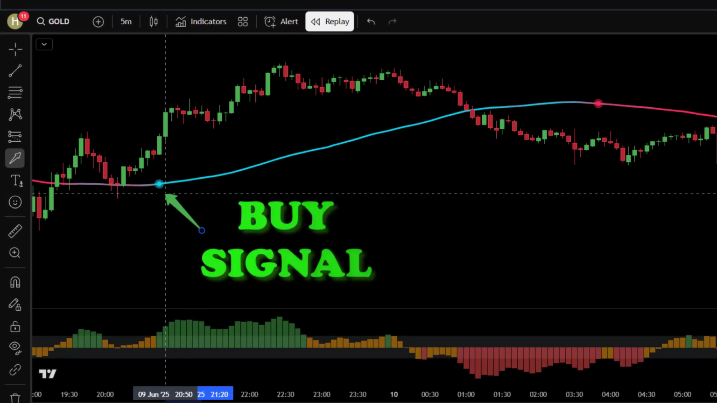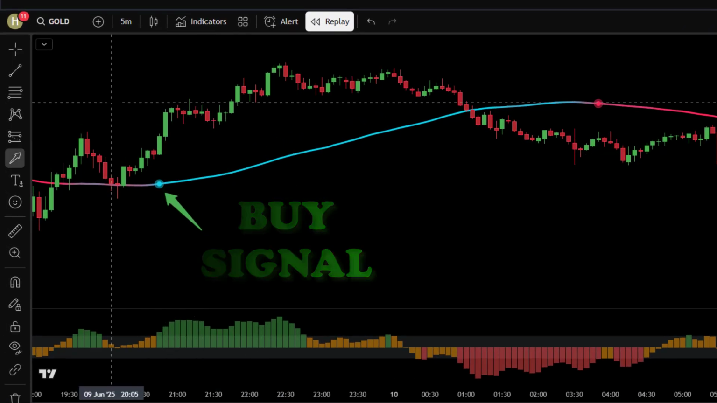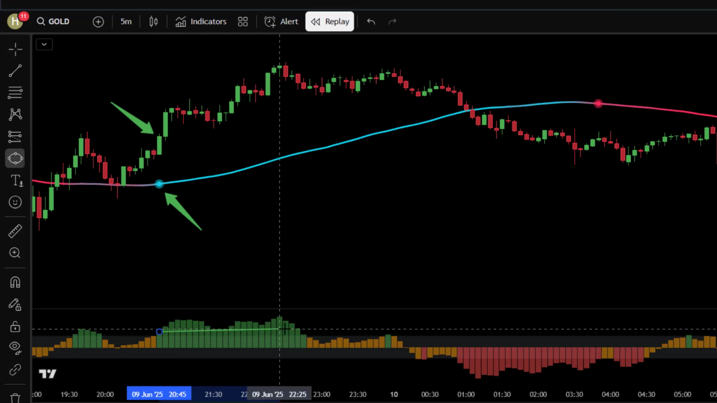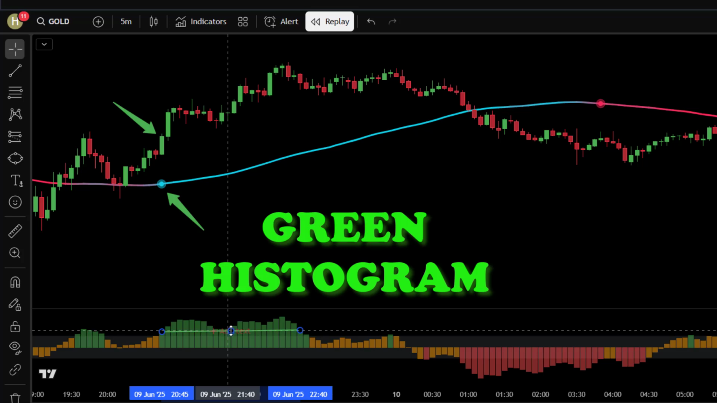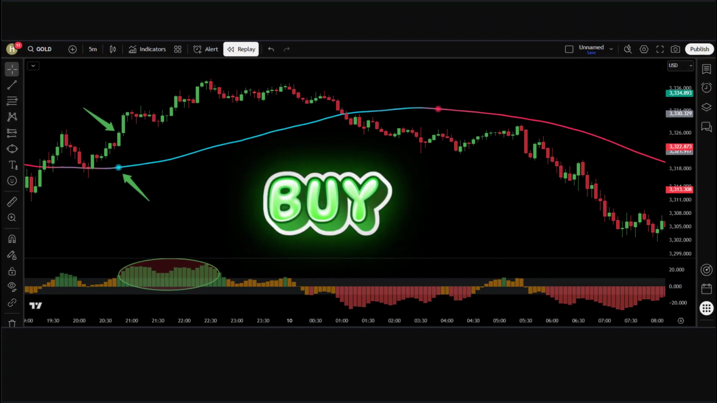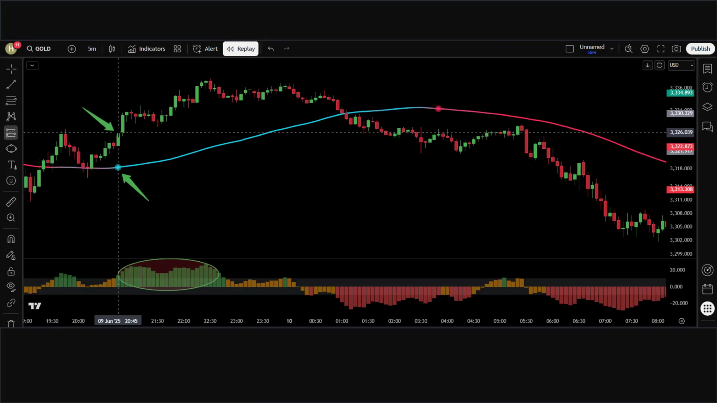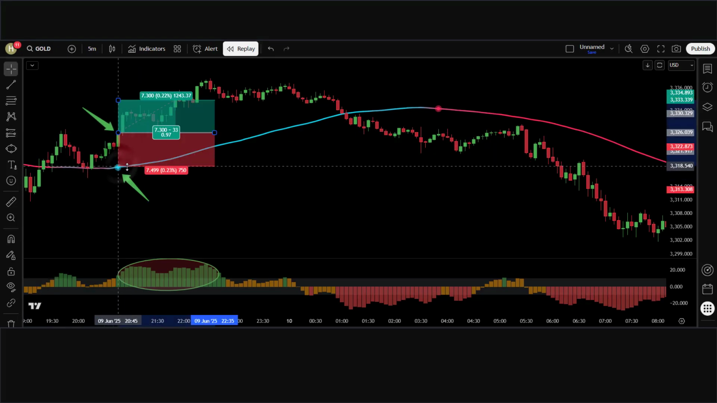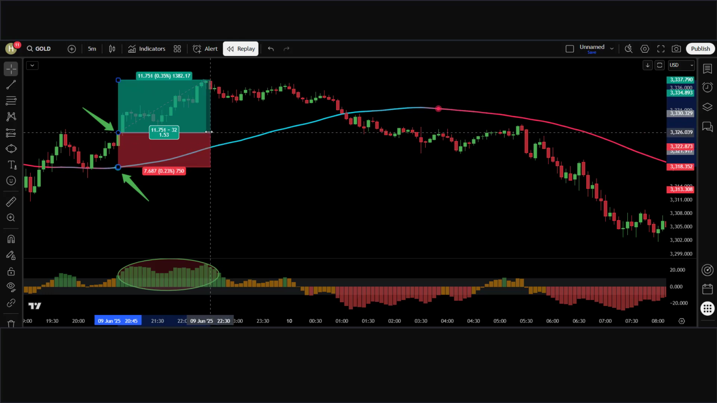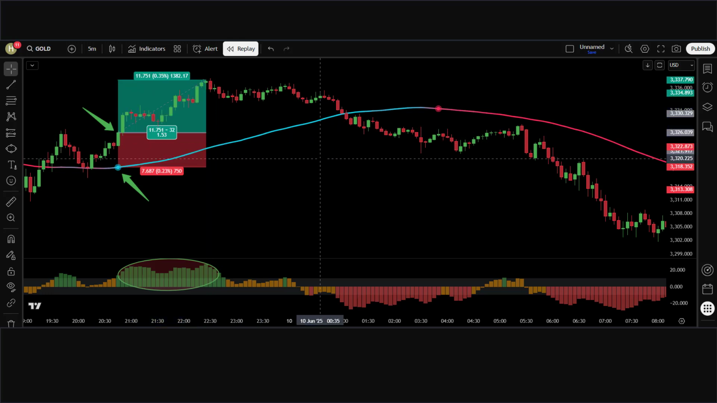When the deviation trend profile indicator gives us a buy signal, when the market has formed a bullish candle, and when the histogram of the QQE threshold indicator is green, if this condition is fulfilled, then we will place a buy order. Our stop loss will be placed at the plot line of the deviation trend indicator, and the risk to reward ratio will be 1:1.5. The market has completely hit the target.